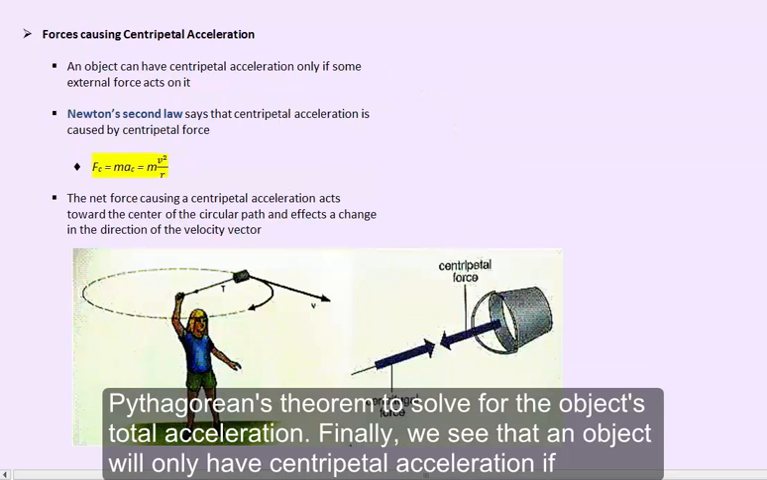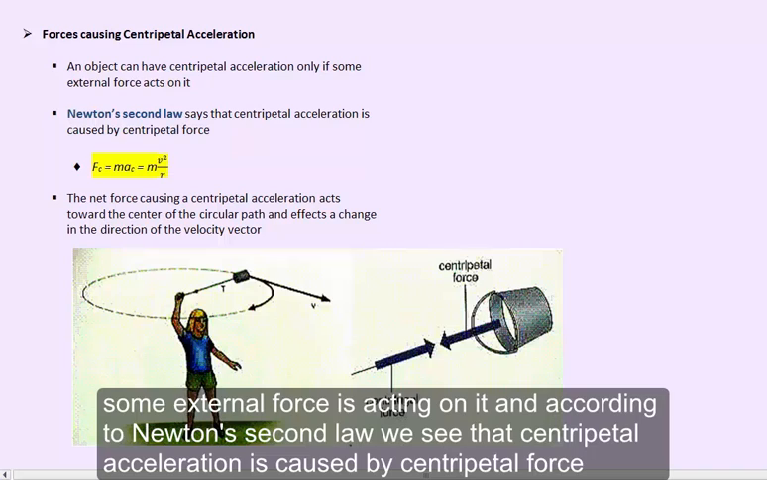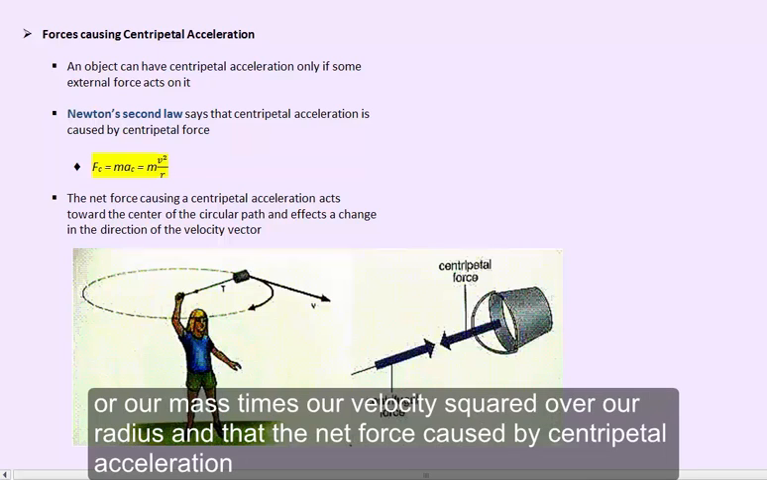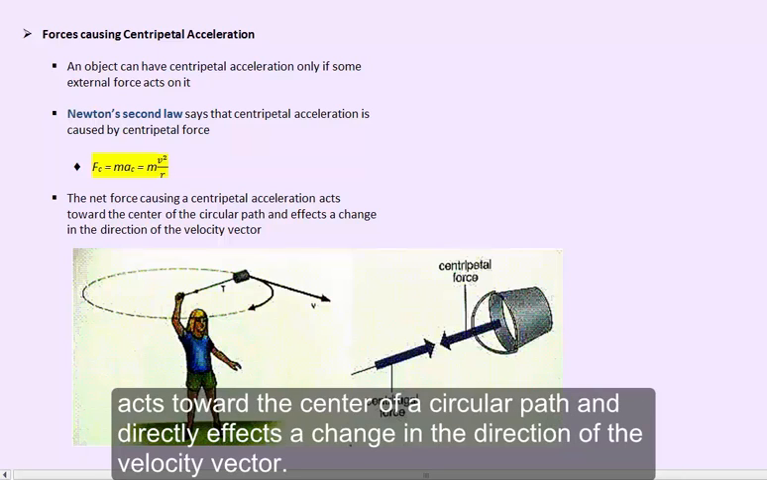Finally, we see that an object will only have centripetal acceleration if some external force is acting on it. And according to Newton's second law, centripetal acceleration is caused by a centripetal force. This is expressed as our centripetal force is equal to our mass times our centripetal acceleration, or our mass times our velocity squared over our radius. And the net force caused by centripetal acceleration acts towards the center of the circular path and directly affects a change in the direction of the velocity vector.